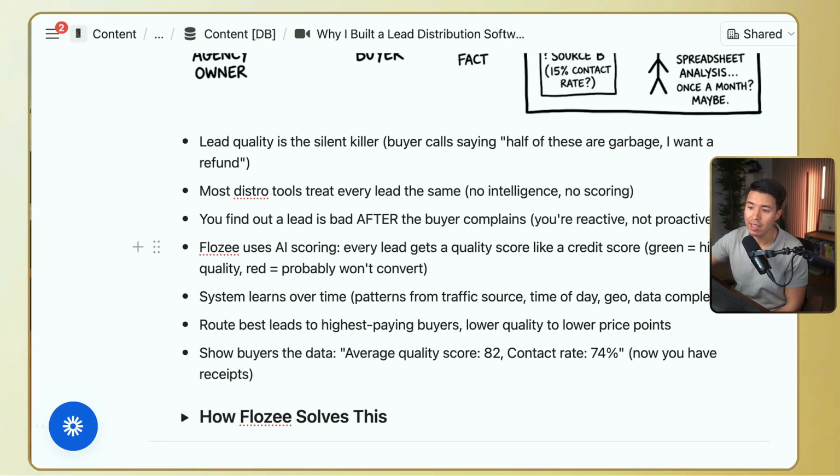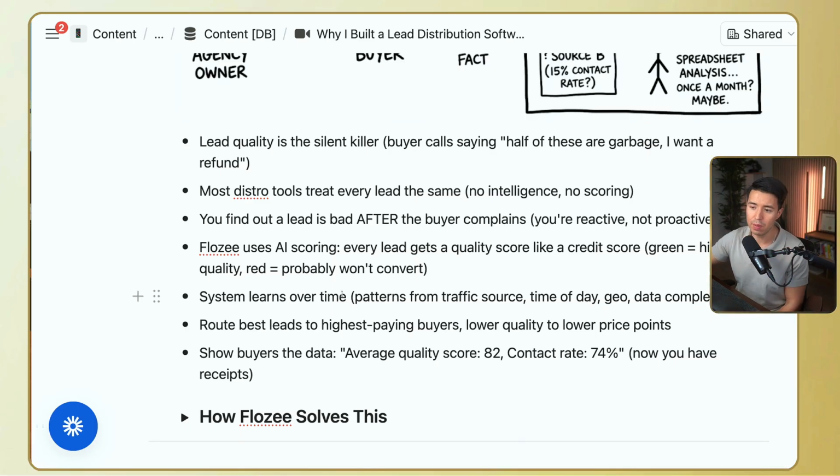Floyd uses AI scoring. So every lead gets a quality score, like a credit score. Green is high quality. Red is probably won't convert. And with AI, we can do this based on the fields that you're asking on the form. So on the front end, based on those fields and how the lead answers those questions, we can score those leads. Also using information about their phone, about their email. Is it valid? Is it not valid, etc.